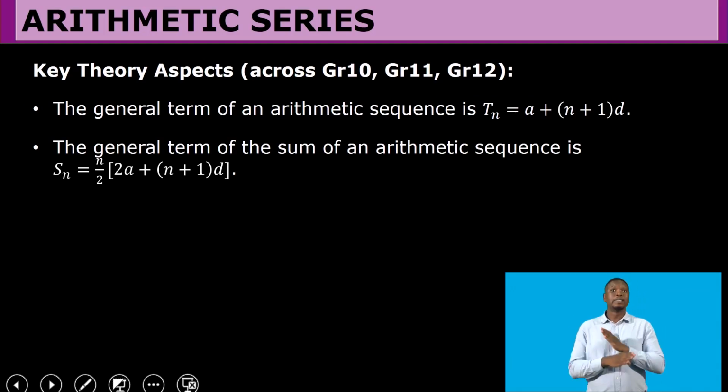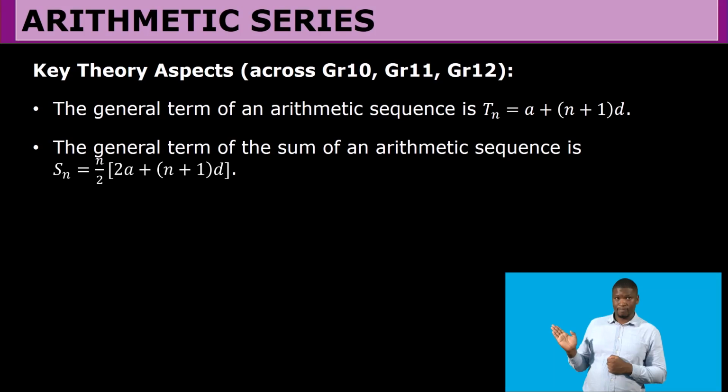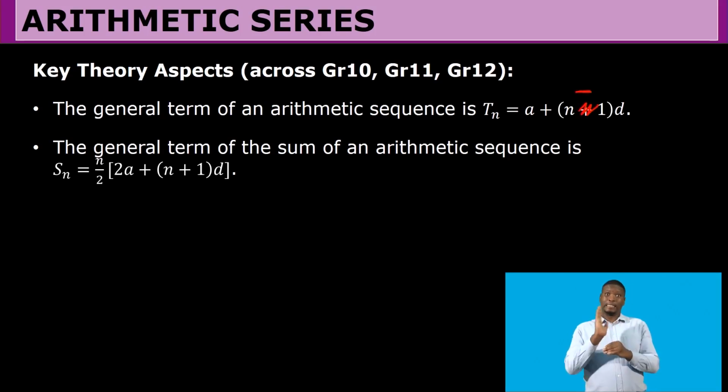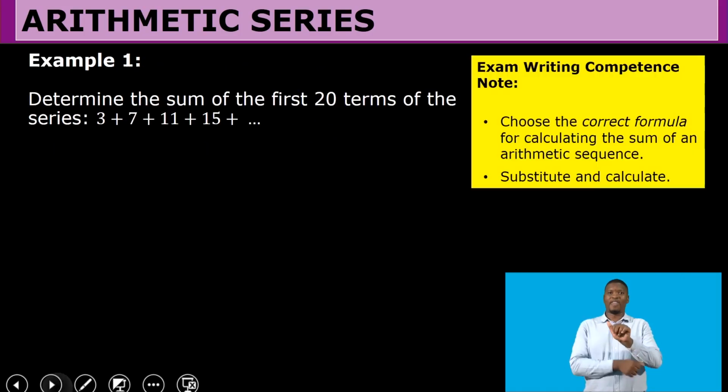Let's look at some key theory aspects when it comes to the arithmetic series. The general term of an arithmetic sequence is Tn equals a plus (n minus 1) multiplied by d. And the formula for the sum of an arithmetic sequence, that is Sn equals n divided by 2, in a bracket 2a plus, in a bracket (n minus 1), multiplied by our d. So that is what you're supposed to know when you're working with an arithmetic series.